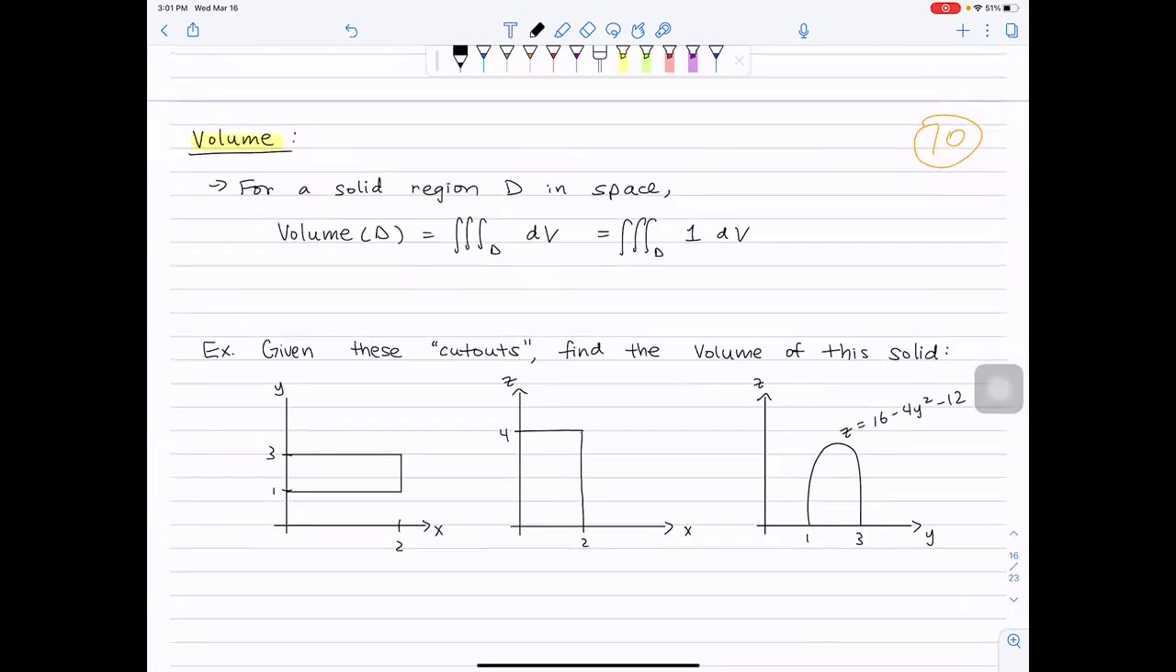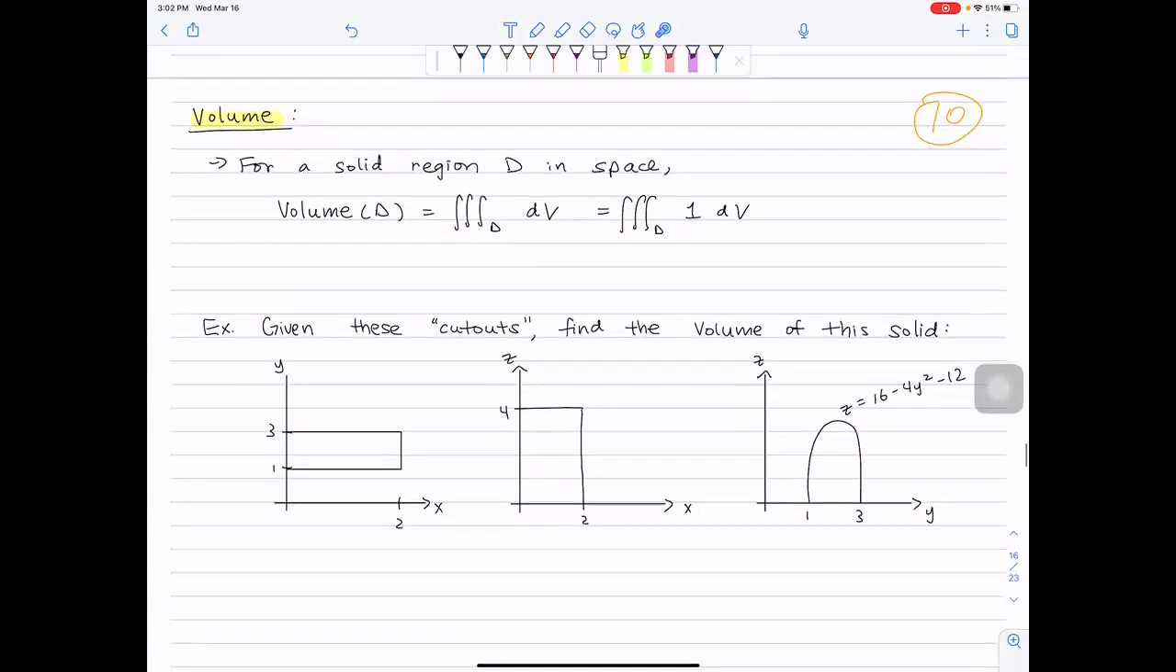You're asked to find the volume of some solid. That solid is made of these 3 cutouts. These cutouts are saying, if you look at the shadow, projecting, so get rid of the z-axis, collapse the z-axis, in the shadow of the xy plane you get this. In the xz plane, you get this. In the yz plane, you get this. So let me give you 30 seconds to think about what shape this gives you. What 3D shape is this?